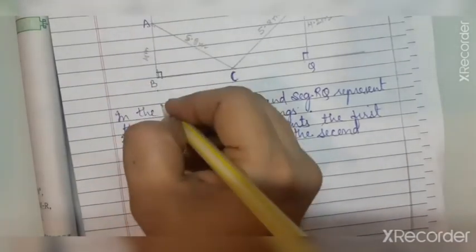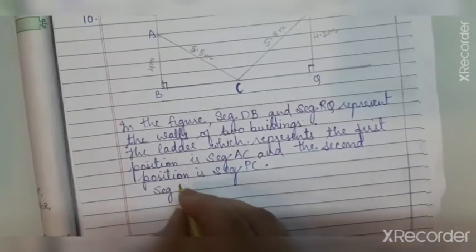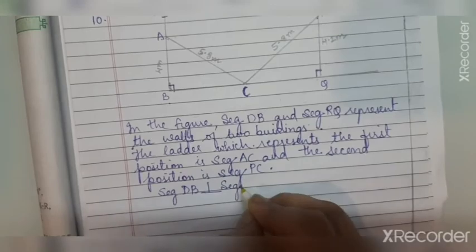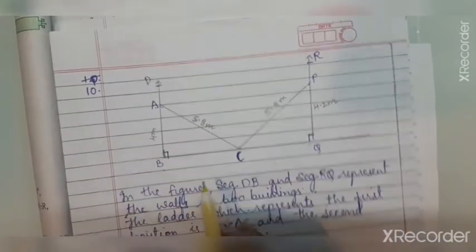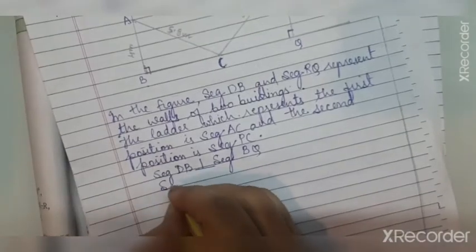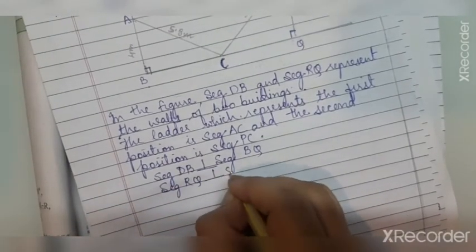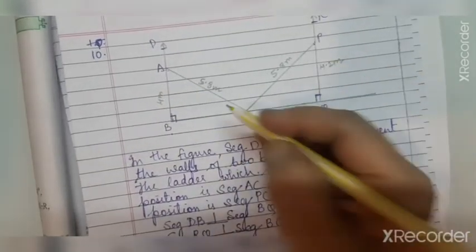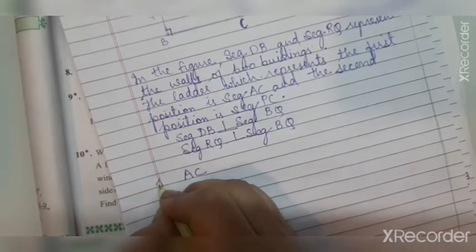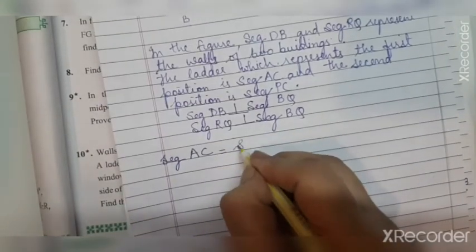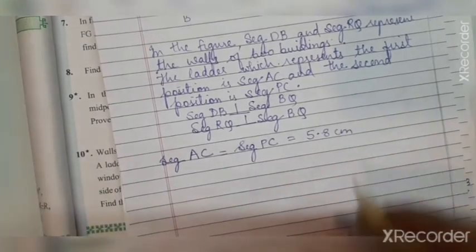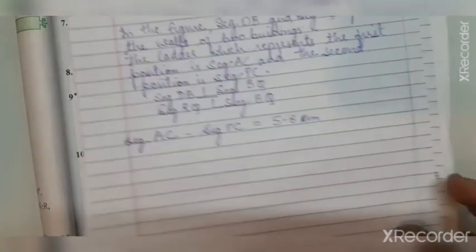Okay, and we also write segment AB, or we can write segment DB is perpendicular to segment BQ, that is the ground, and segment RQ is perpendicular to segment BQ, that is the ground again. We also need to write AC is equal to PC. AC is equal to segment PC, that is the ladder, which is 8 meters. It is given.